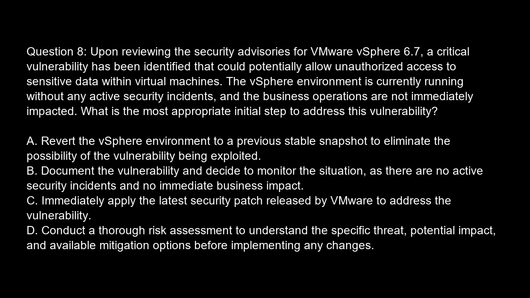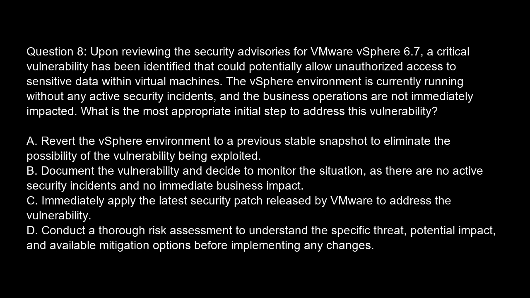licensing terms. Question 8. Upon reviewing the security advisories for VMware vSphere 6.7, a critical vulnerability has been identified that could potentially allow unauthorized access to sensitive data within virtual machines. The vSphere environment is currently running without any active security incidents, and the business operations are not immediately impacted. What is the most appropriate initial step to address this vulnerability?